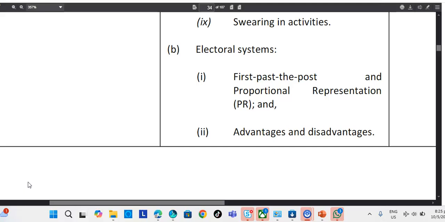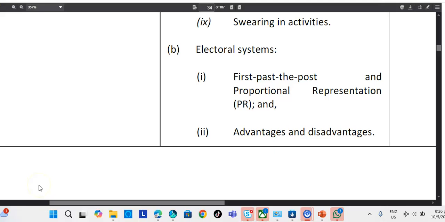So if 50 parties contested the election under the proportional representation system, they are assigned seats in government or in parliament based on the percentage of votes that they receive. Unlike the first past the post system, where you usually have only two parties and the party that wins the most votes is the government, the other party forms the house of the opposition. So in PR, all the parties that contested get a chance to be a part of the government.